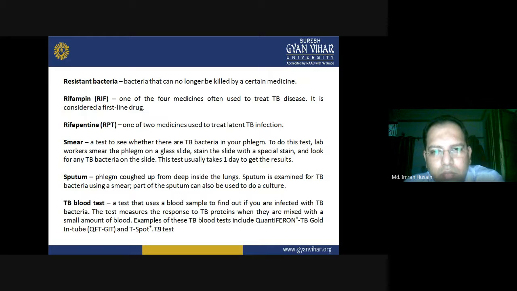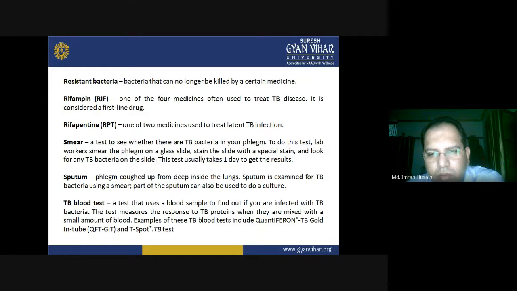RIF, one of the four medicines used to treat TB disease, it is considered a first line drug. RPT, one of the two medicines used to treat latent TB infection. Smear, a test to see whether there are TB bacteria in your phlegm.